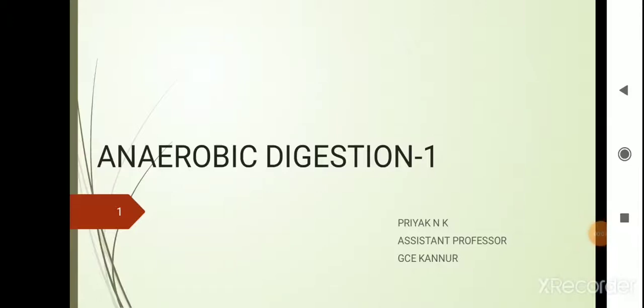Good morning, dear students. In this session, we will discuss one of the biological methods for energy conversion from biomass, that is anaerobic digestion.